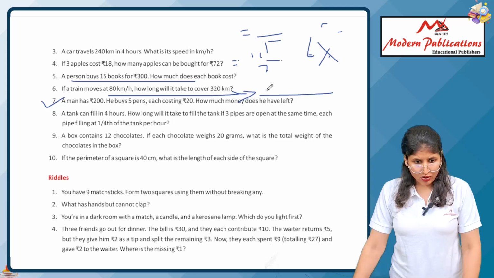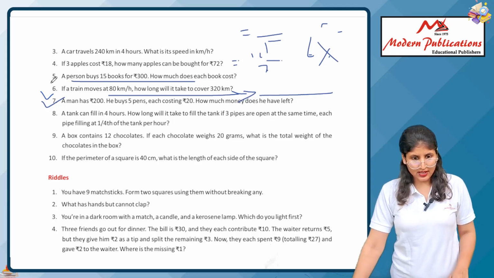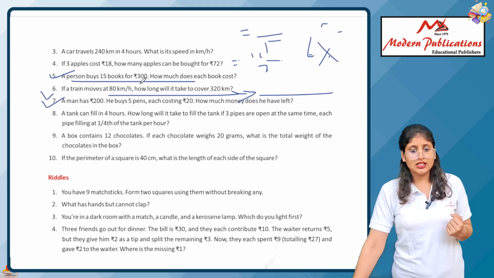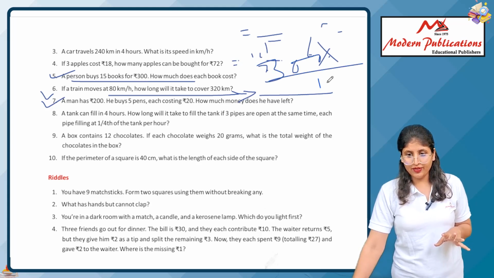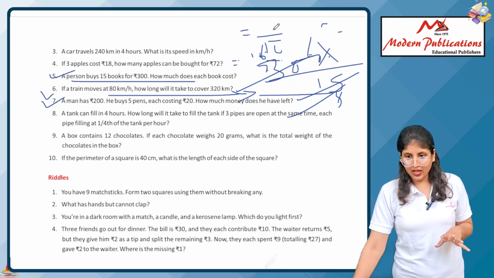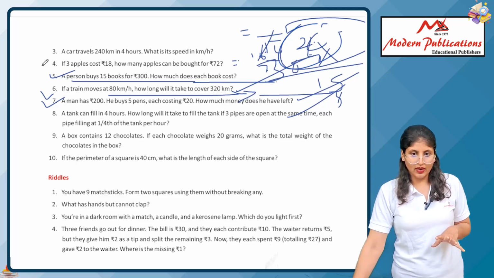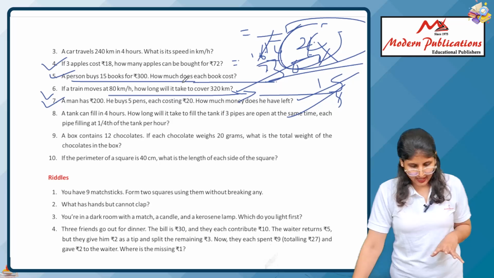So the 6th question is clear. The 5th question I already told. A person buys 15 books for 300 rupees. Means for 300 rupees they buy 15. So divide by 15. 300 divided by 15 is 20, which means each book costs 20. So how much does each cost? It's 20. Next, the 4th one.